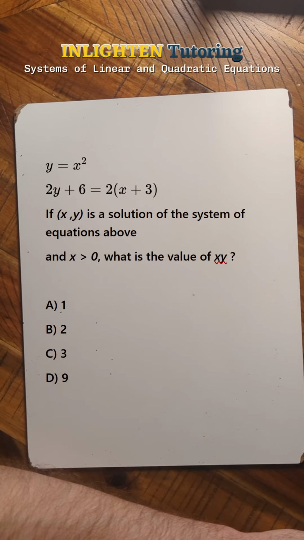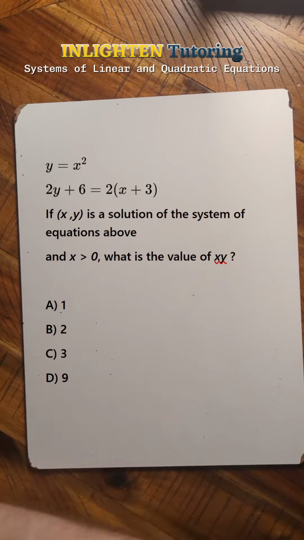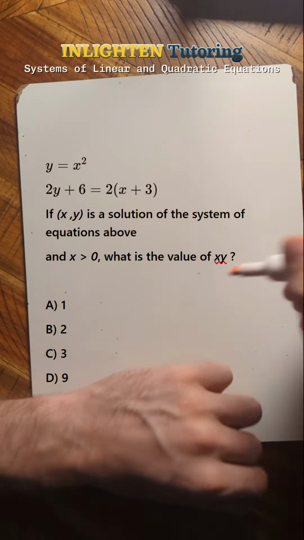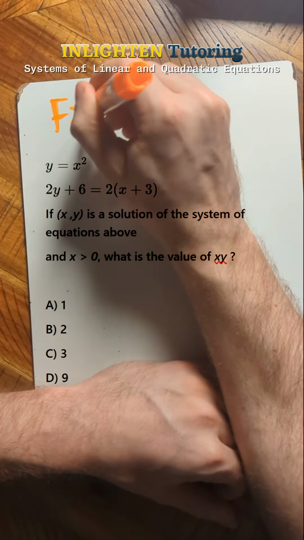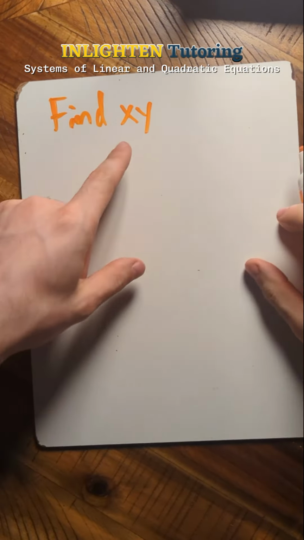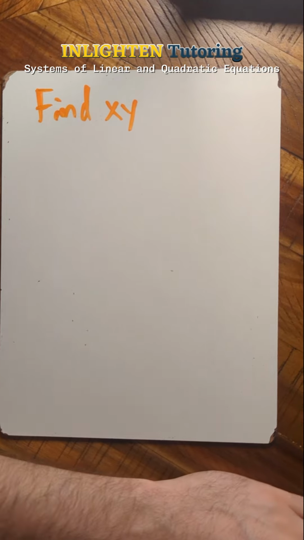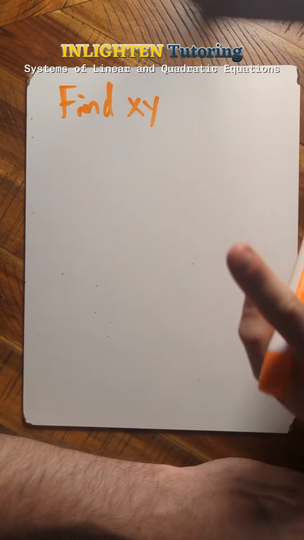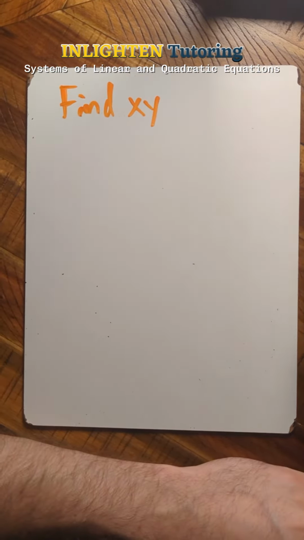And says if xy is a solution to the system of equations above and x is greater than 0, what is the value of xy? xy, which means x times y, okay? So we need to find two answers and then multiply them to get our final answer.